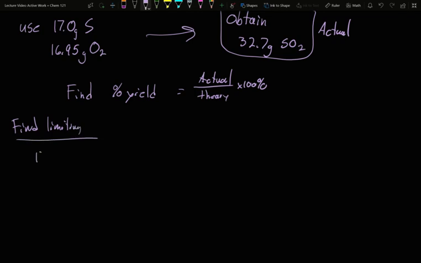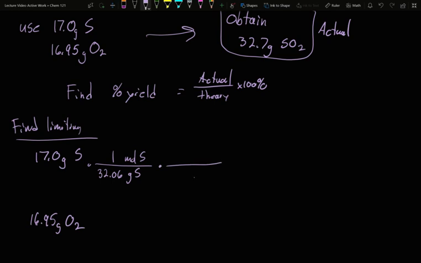To do that, I take both of my chemicals, so 17 grams of sulfur, 16.95 grams of dioxygen, and I convert them into grams of my product. So I need to get out of grams of the chemical and into moles of the chemical. For sulfur, there is 32.06 grams in 1 mole of sulfur. I then need to get out of moles of sulfur and into moles of product.